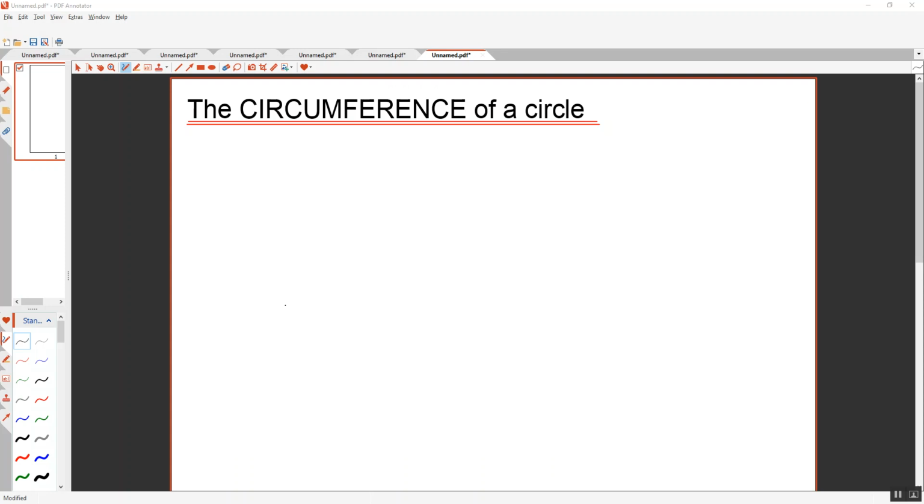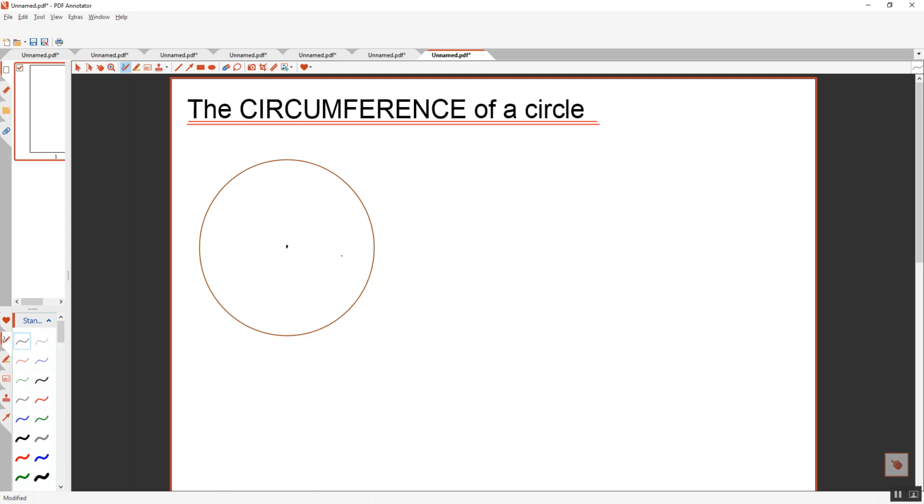So we have been looking at the area of a circle. Today's lesson is on the circumference of a circle. And if we remember, the circumference is the distance around the circle.